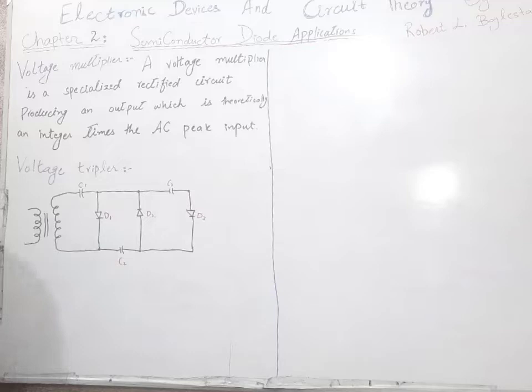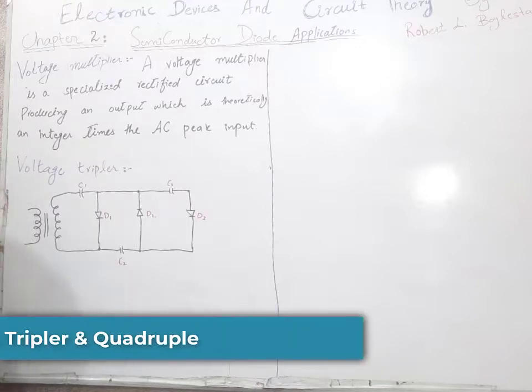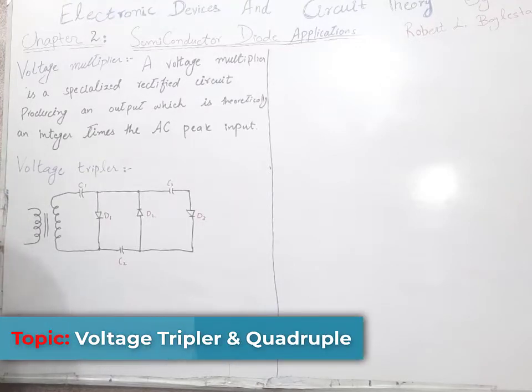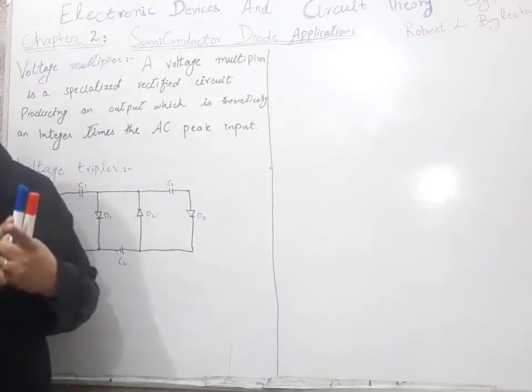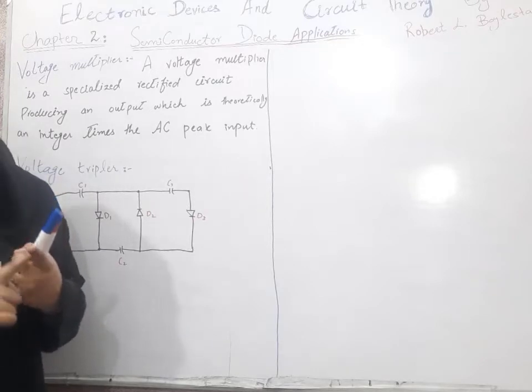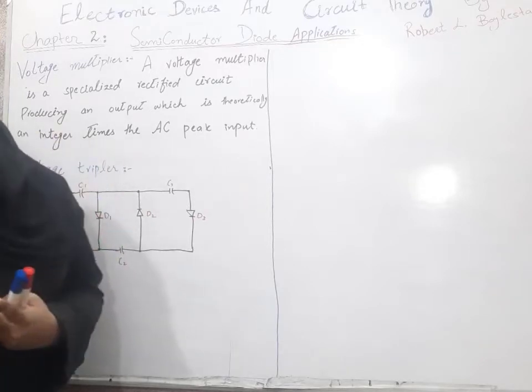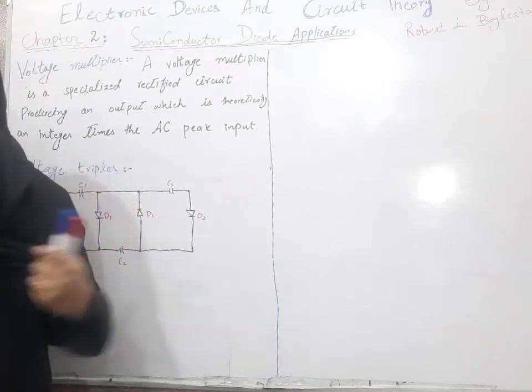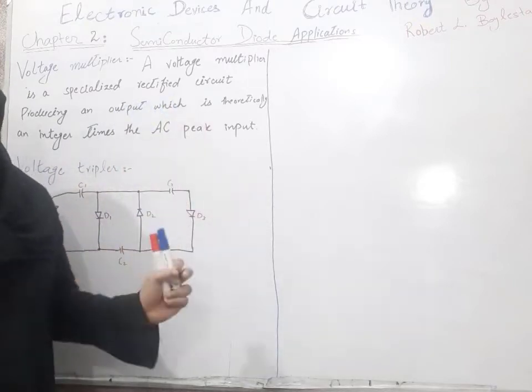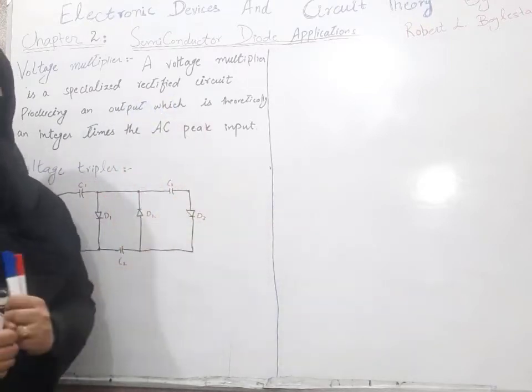In our previous lecture, we discussed the full wave voltage doubler circuit and the half wave voltage doubler circuit. In this lecture, we will discuss the voltage tripler circuit and the voltage quadruple circuit, and I will explain the output difference of the clipper circuit, clamper circuit, rectifier circuit, and the multiplier circuits. We have discussed these terms, and I will discuss the difference between their outputs at the end of this lecture.